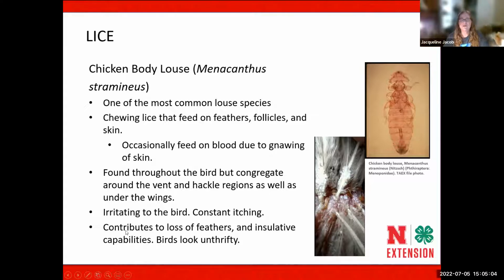It can contribute to the loss of feathers, so if it looks like your chickens are starting to molt, maybe you need to look at feather loss because of external parasites. And of course, the feathers provide the insulative capabilities to the birds. So a loss of feathers can be very dangerous, especially in the winter. The birds will basically look unthrifty because they're going to be very uncomfortable and constantly scratching.